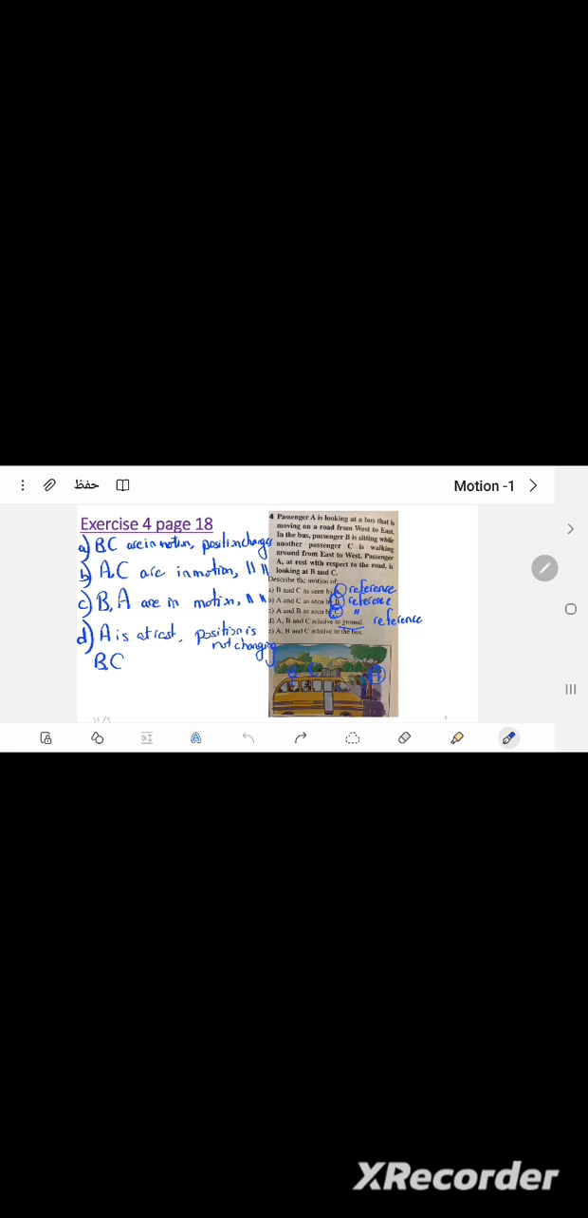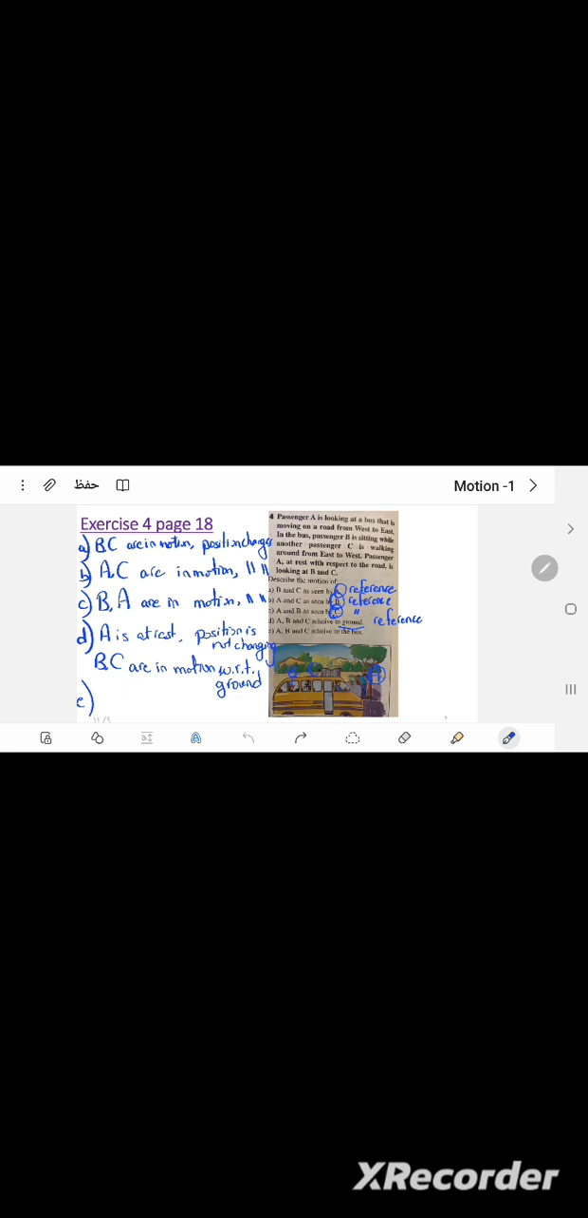Let's look at B and C. So B and C with respect to whom? Okay, so B and C with respect to the ground are in motion. Why are they in motion? Because their position is changing.